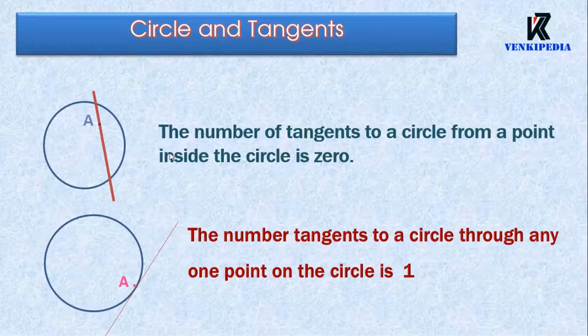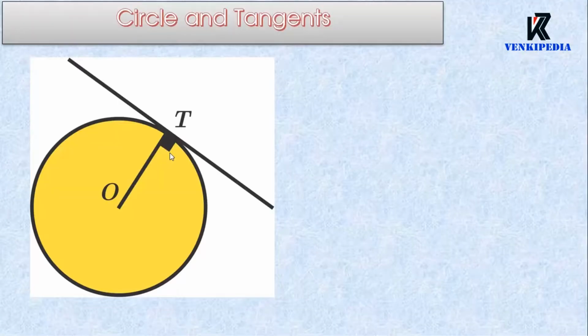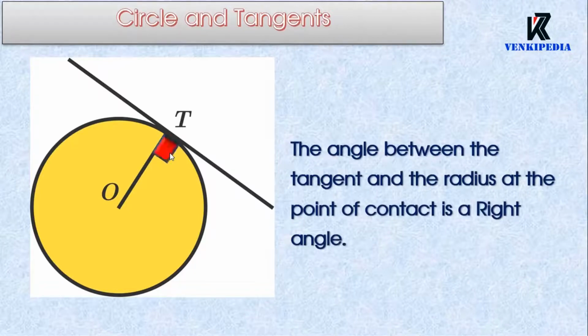In this case, if the tangent passes through a point on the circle, what is the angle between the tangent and the radius at the point of contact? The angle between the straight line and the radius at the point of contact is a right angle. This is the most important concept in this particular lesson.